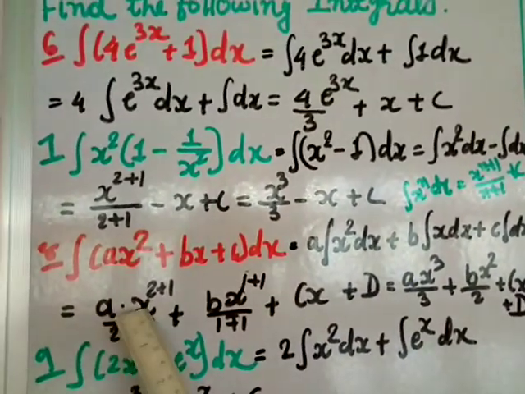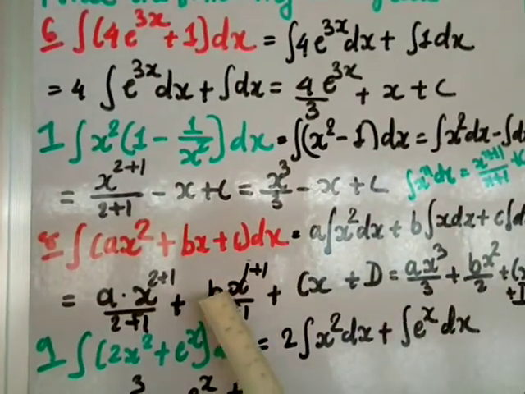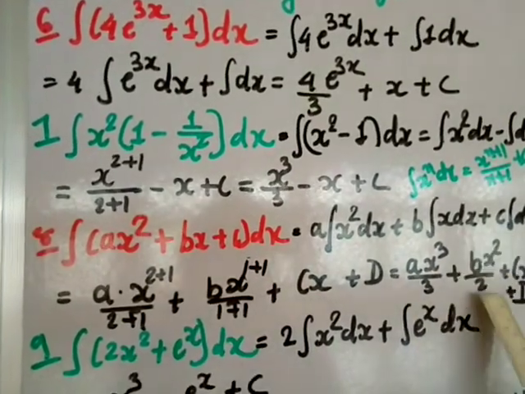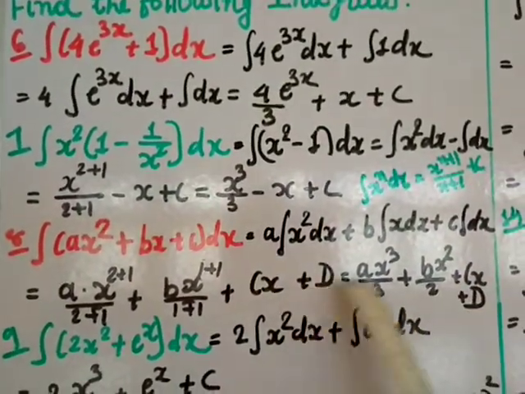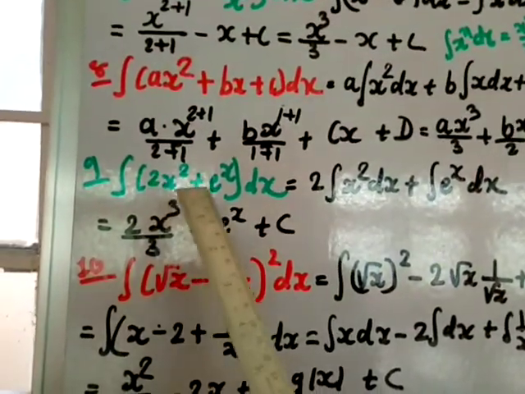So a x^(2+1), 2 plus 1 is 3, so a x³/3, plus b x^(1+1) divided by 1+1, that is 2, so b x²/2, plus cx, plus d. Question number 9: integral 2x² + e^x dx.